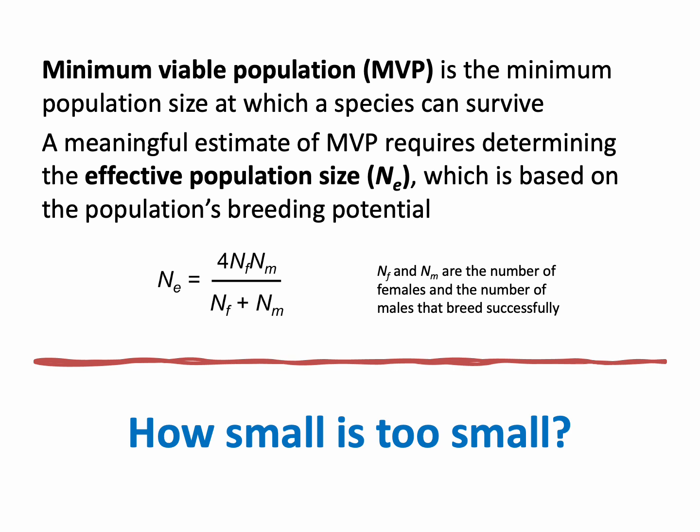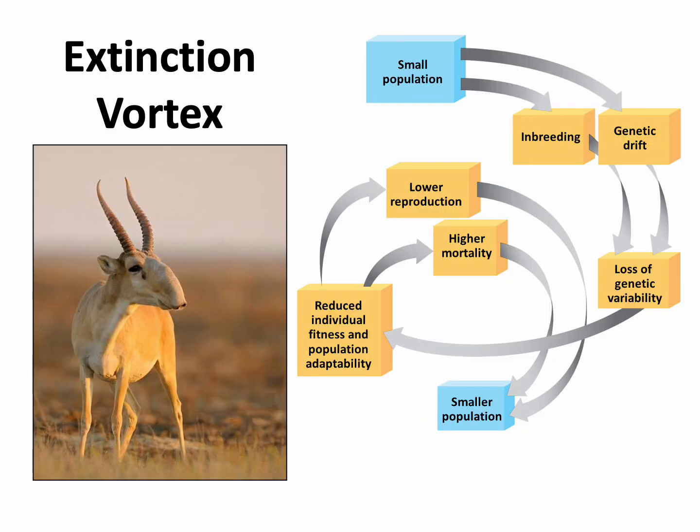So just quickly, here's the equation, which is basically knowing the number of males and the number of females that are going to breed successfully. And by applying this equation, it'll give you an idea of the breeding potential, right, to calculate the effective population size. So how small is too small to start intervening to save creatures? Well, it depends on a lot of things. But when you get to a small population, you start to see the effects that will further dwindle your population. So ideally, you start early.